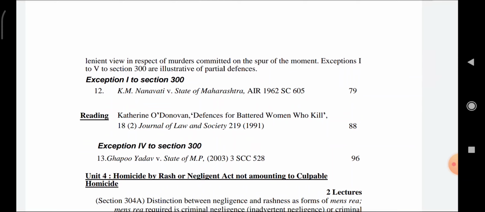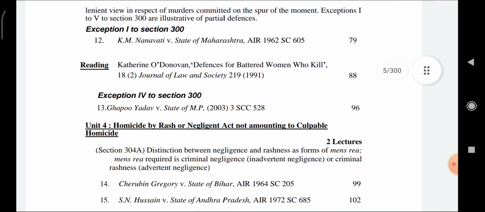Okay, reading: Catherine O'Donovan, Defenses for Battered Women Who Kill, volume 18, issue 2, Journal of Law and Society 219. Okay, for Exception 4 to Section 300, there is a case, Chhappu Jadav versus State of Madhya Pradesh, a 2003 case.